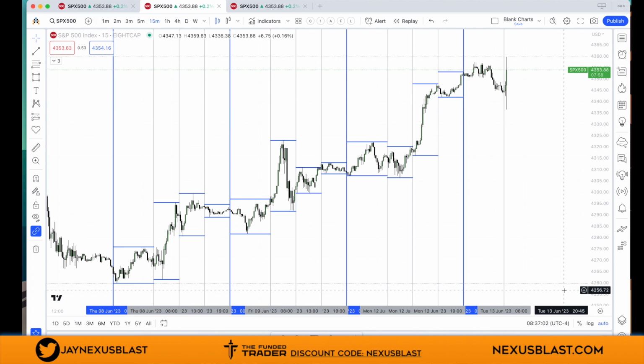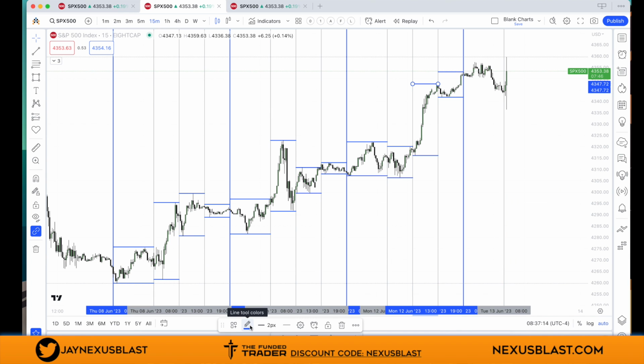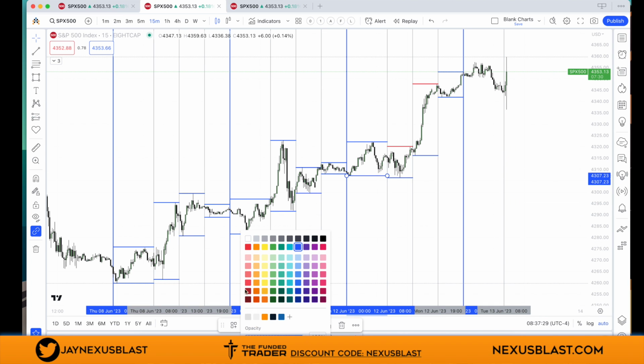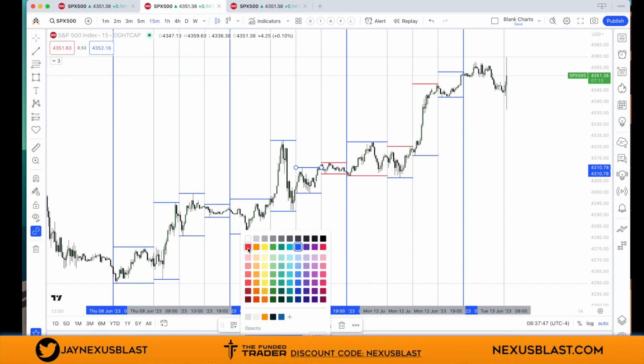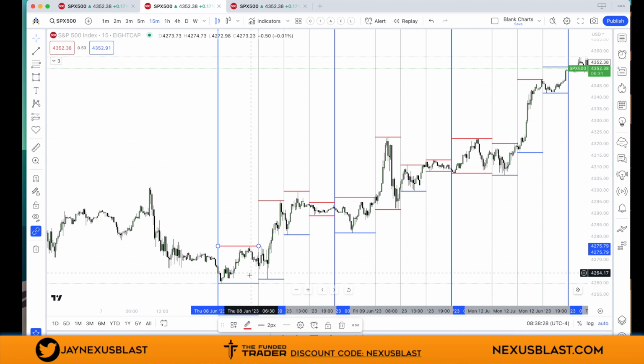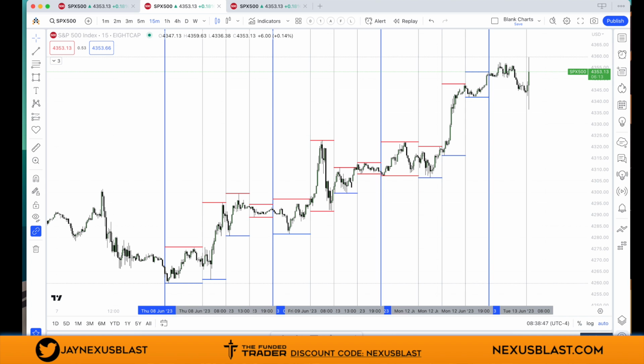Now that your chart looks like this, you are going to put in red all the areas of liquidity that have been tapped into. For example, this one here was taken by the following session, so you're going to put it in red. This one has not been tapped into yet. This one has. This one is going in red. You're going to do that for all the previous liquidity pools that have been tapped into. Now your chart should look like this.